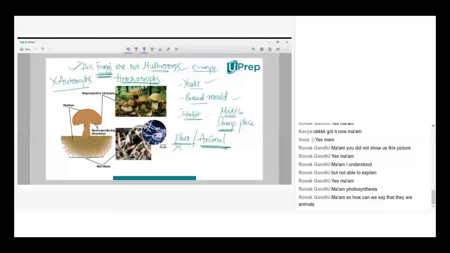No, they are not animals. They have some similarity. I'll explain, Ronak. See here. There is a similarity and there is a difference. We'll first see what is the similarity between an animal and a fungus.